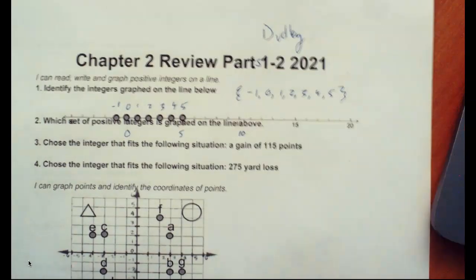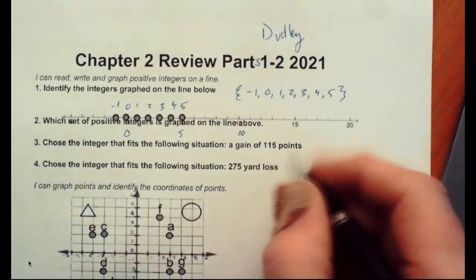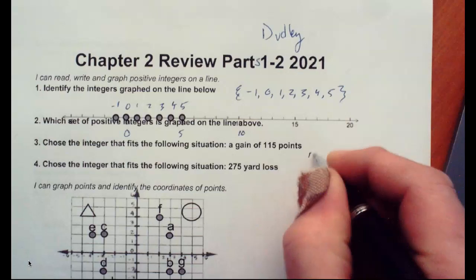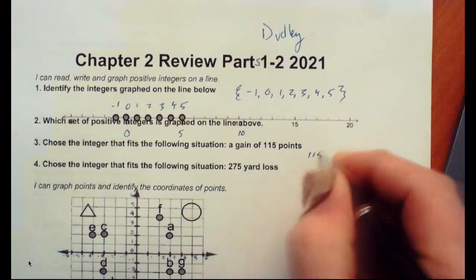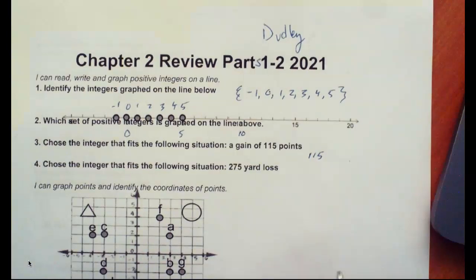Okay, choose the integer that fits the following situation. A gain of 115 points. This is just 115, no label. A gain is a positive, it's growth. The next one.